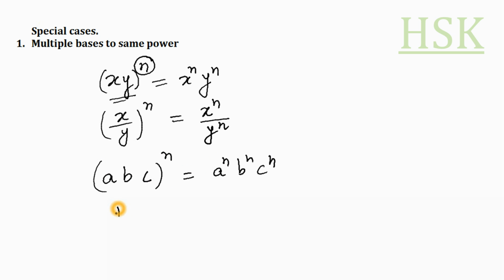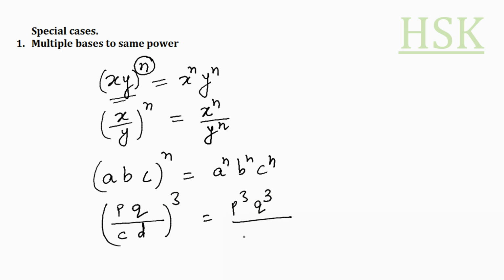Or in any case, we have p, q upon c, d whole to the power of 3. This is going to become p cube into q cube upon c to the power of 3 into d to the power of 3. So that's how multiple bases to the same power is tackled. We can also see the verification of this result.